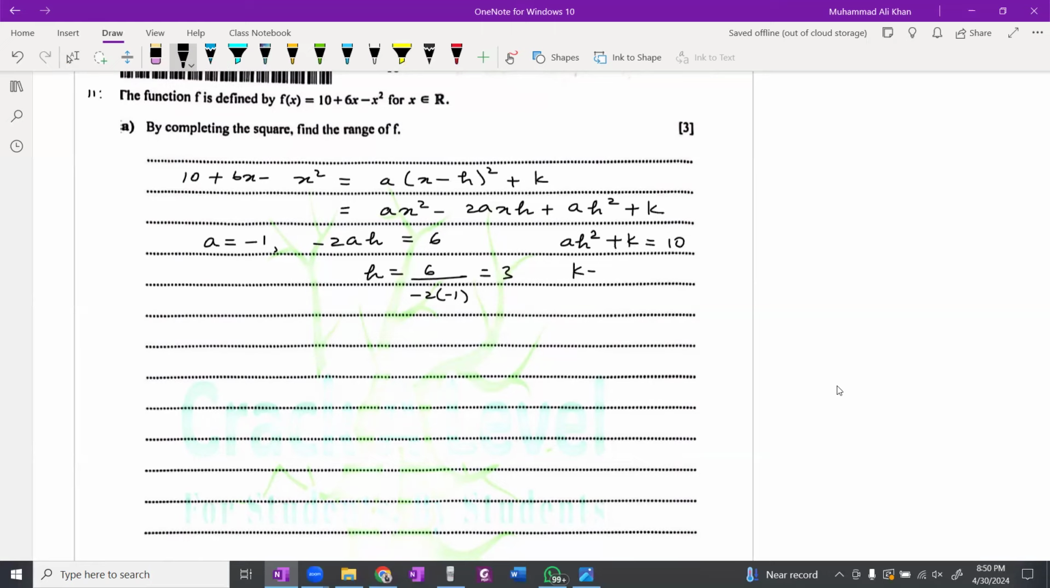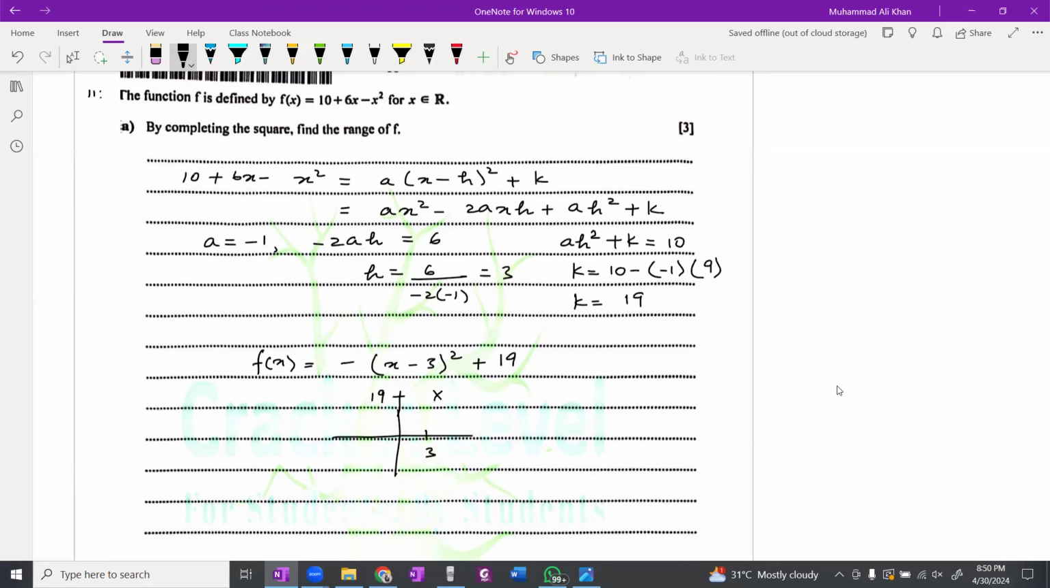So what is the value of k? The value of k is 10 minus a h squared. 3 squared is 9. So the value of k is 10 plus 9, which is 19. Therefore, the function is a(x minus h) whole squared plus k. If we sketch the curve, what is the value of h? The value of h is 3. And the value of k is 19.